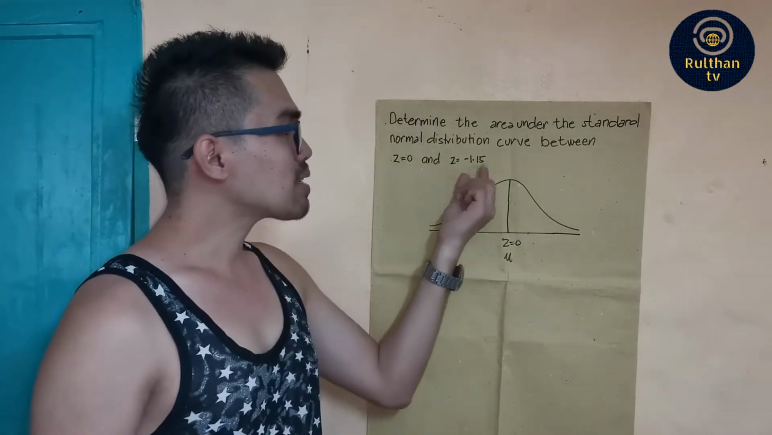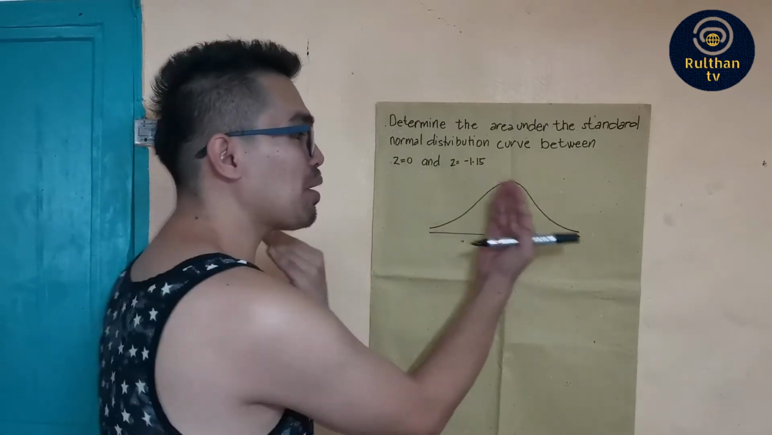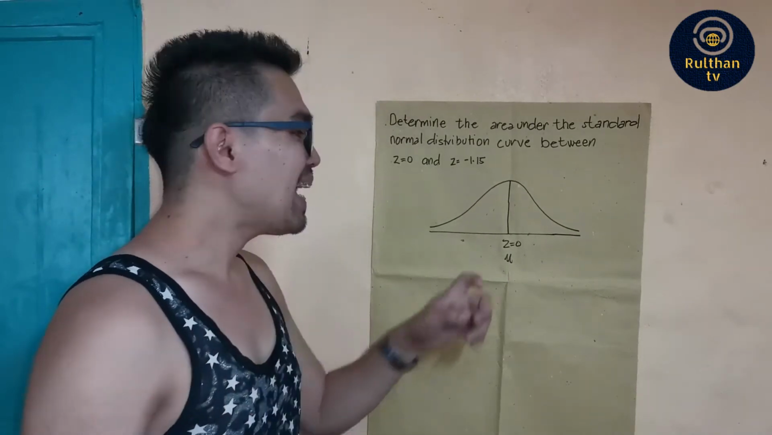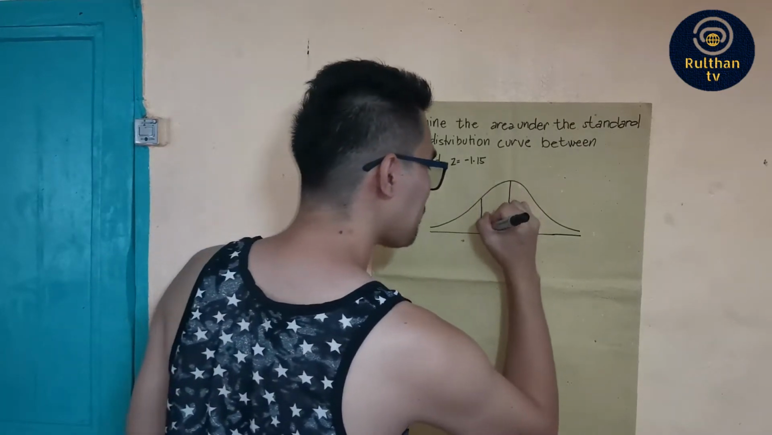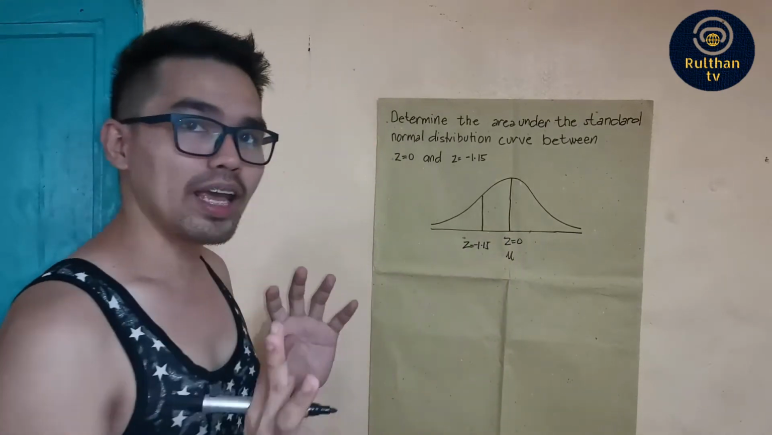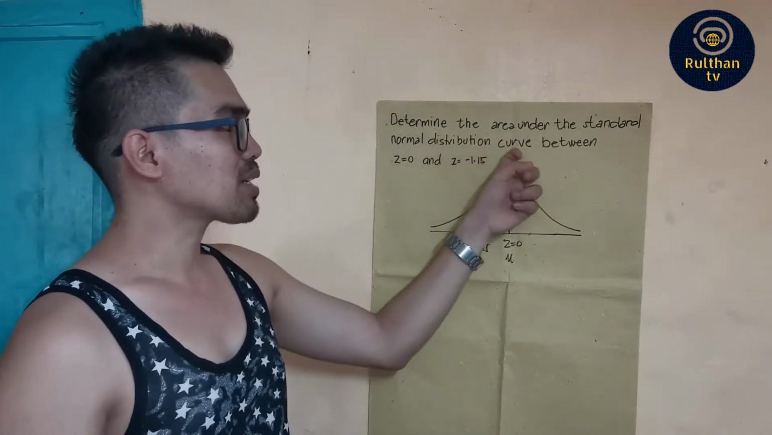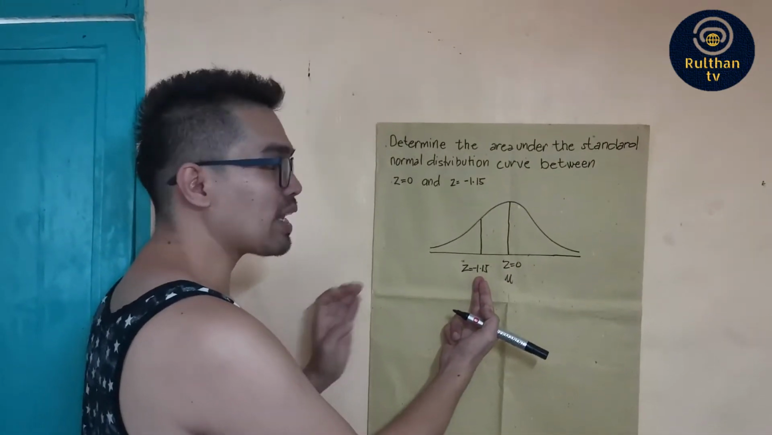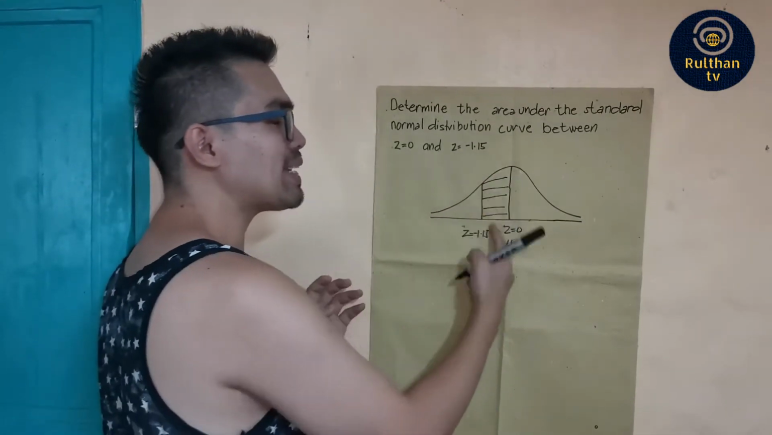Now, you have the z-score negative 1.15. Negative 1.15 is found to the left, going this side, because it is negative. Technically, that particular score must be less than your mu, or less than the mean. So let us draw here some line, assuming this is z equals negative 1.15. Now, since we're asked to find the area under the standard normal distribution curve between these two z-scores, z equals 0 and negative 1.15, this is the area that we are talking about. We're asked to find this area.